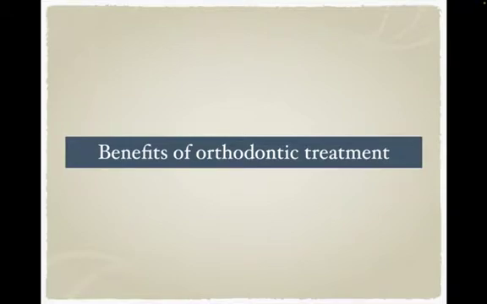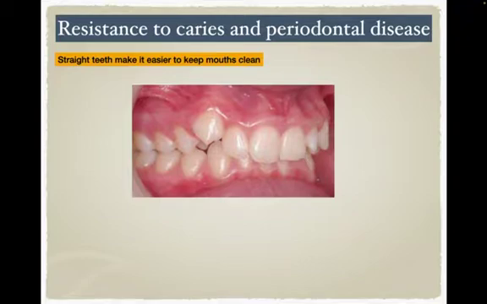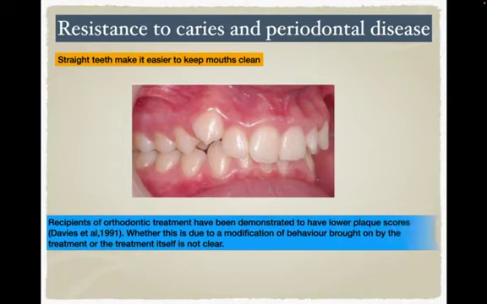We'll start with the benefits of orthodontic treatment. First one is resistance to caries and periodontal disease. So the theory is that when the patient has crowded teeth, cleaning will be much more difficult. If the patient has straight teeth, the cleaning will be much easier. From the evidence, it showed that patients who had orthodontic treatment have better oral hygiene compared to the patients who did not have orthodontic treatment.